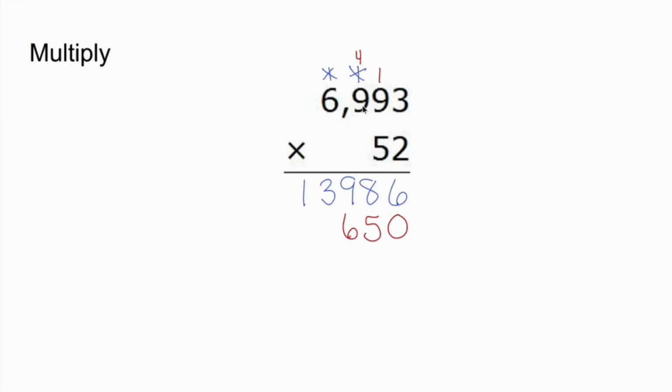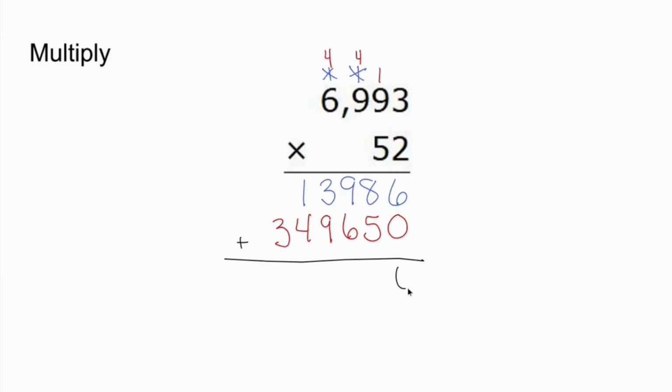5 times 9 is 45. 45 plus 4 is 49. Write out a 9, carry over a 4. 3 times 6 is 30. 30 plus 4 is 34. Since we're done, write out all of 34. Now we add these two numbers together.